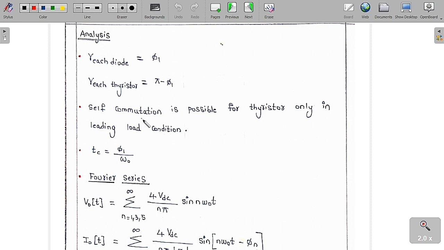Self-commutation is possible for thyristors only in the leading load condition. This also I have already told you. Self-commutation, meaning natural commutation, is possible only in the underdamped system of the leading load condition. So in this condition, if you want to find the circuit turn-off time: the diodes are going to conduct only for the phi 1 range, and for this range only the thyristors are going to face a reverse voltage. Therefore, phi 1 by omega naught is the circuit turn-off time for these thyristors in the underdamped system, because only in this case self-commutation is possible.